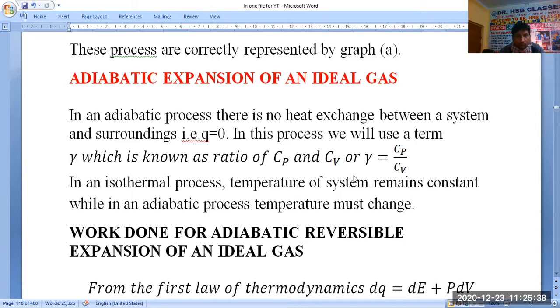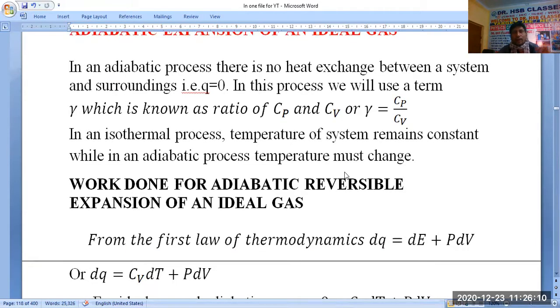In this process, we will use a term gamma, which is known as the ratio of Cp and Cv. Gamma is the ratio of heat capacity at constant pressure divided by heat capacity at constant volume. In an isothermal process, the temperature of the system remains constant, while in an adiabatic process the temperature must change because there is no heat absorbed by the system.